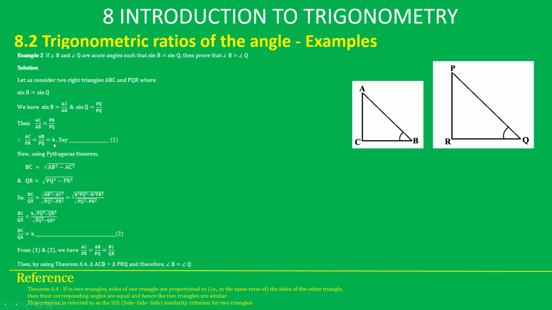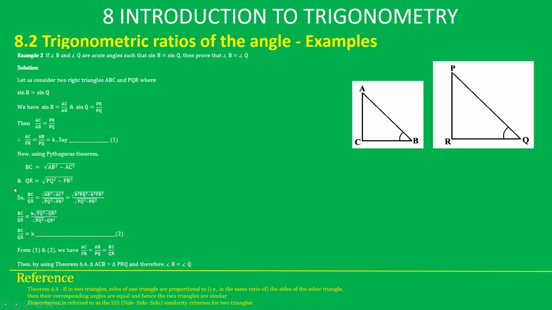Can we call this ratio K? Yes, we can very well call this some constant K. Now, using Pythagoras theorem in this triangle ABC, what is BC? BC is the square root of AB square minus AC square. And QR is equal to the square root of PQ square minus PR square.